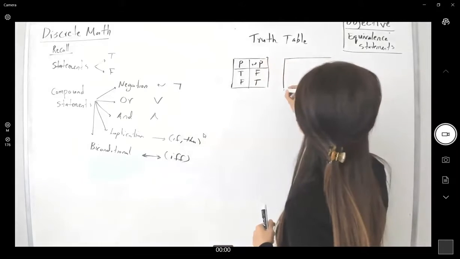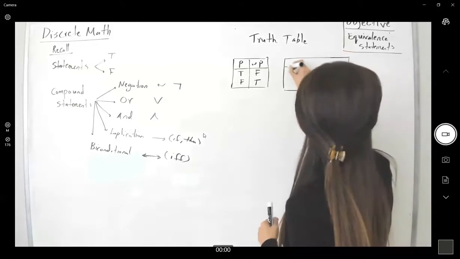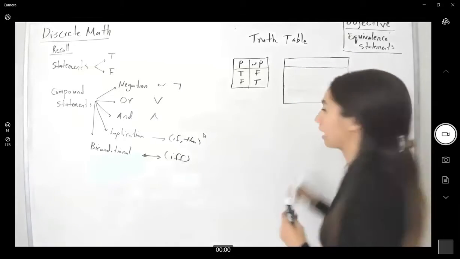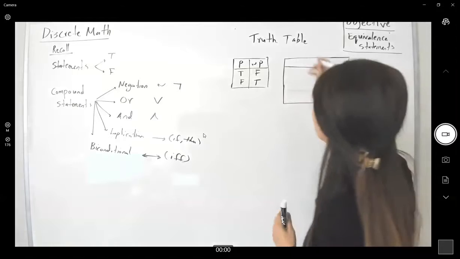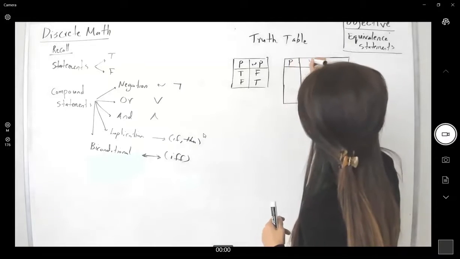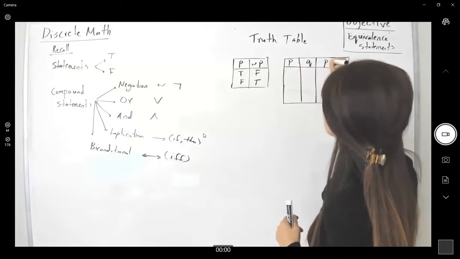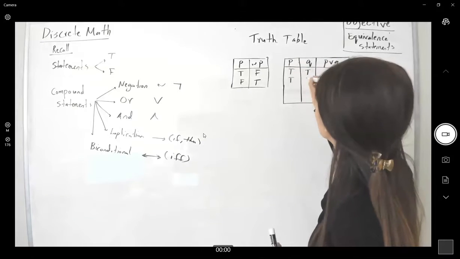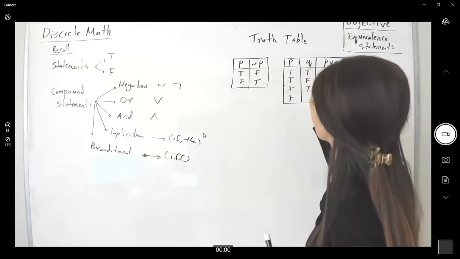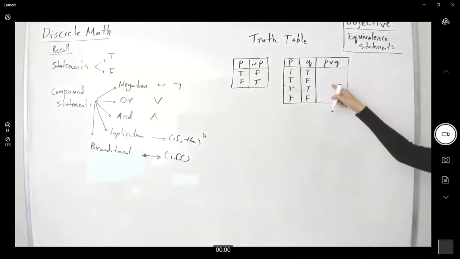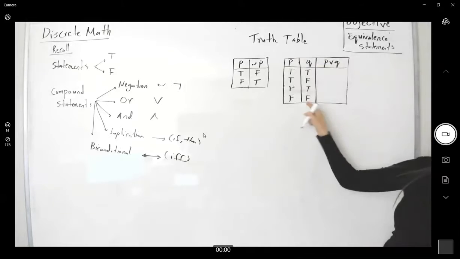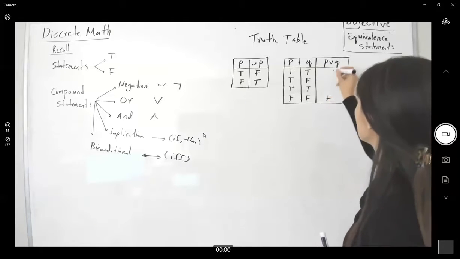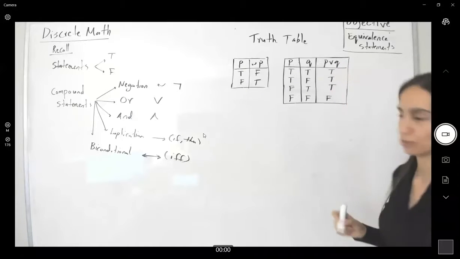Then we talked about or and and. For or, we have two statements, so we have four different combinations of their values. P, Q, and the compound statement, P or Q. True, true, true, false, false, true, false, false. And we know that for or, it is false if and only if both statements are false at the same time. So it's going to be false, and in other cases, it's going to be true.